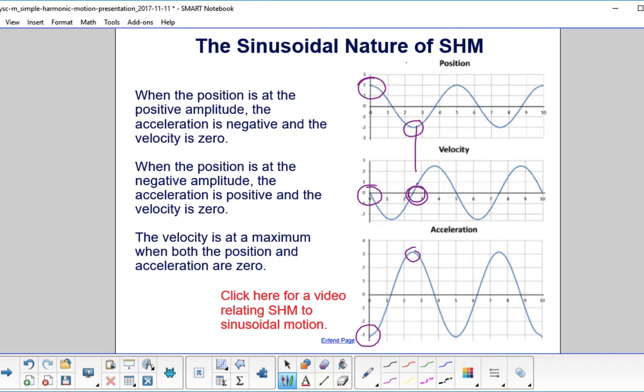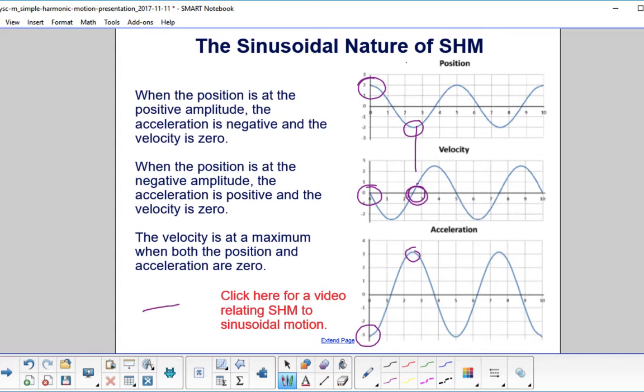Now this should all square with the stuff we did when we first started this unit. So the velocity is at a maximum when both the position and the acceleration are 0. And we found that out. That's when you're at the equilibrium point. The spring is passing through its relaxed point, if you will.